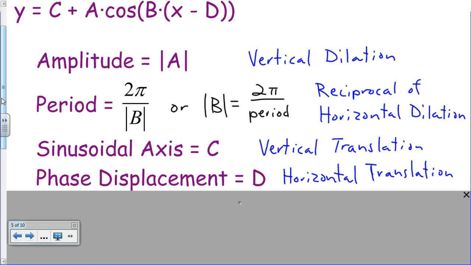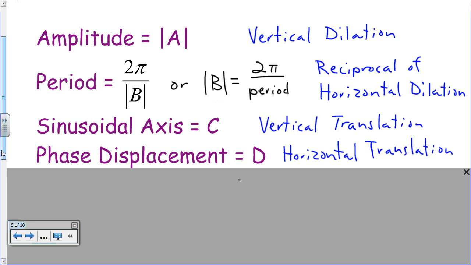So in blue there, what I've written down, those are, in terms of translations and dilations, what we're actually getting. But the terms that we use to describe this with a sinusoid is what we have written here: amplitude, period, sinusoidal axis, and phase displacement.